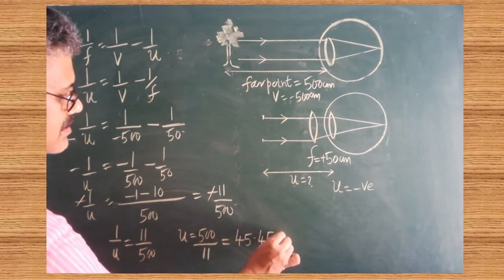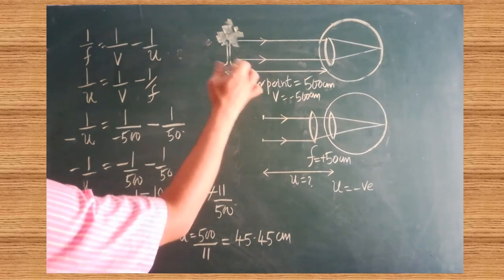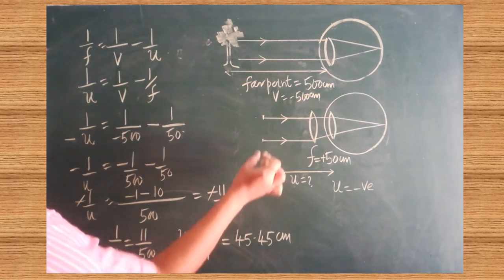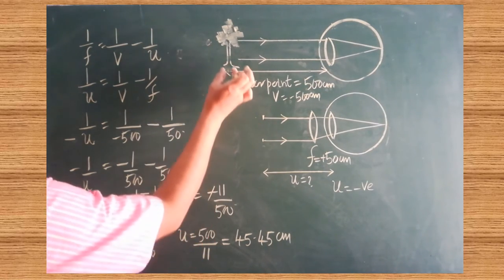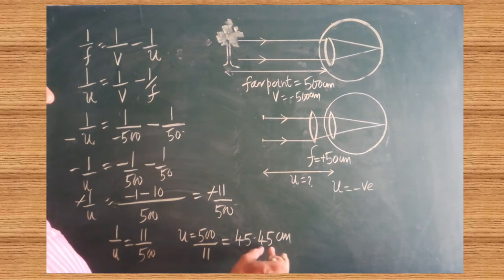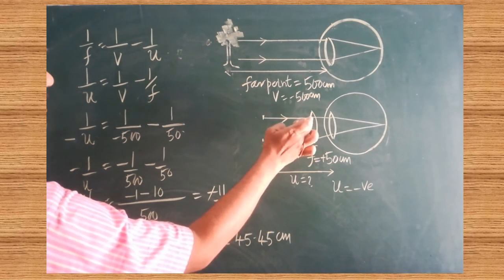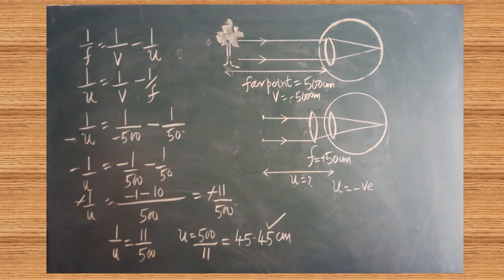45.45 centimeter. The meaning is, even if the tree is at a distance of 45.45 centimeter, he is able to see the tree clearly. If any other object is brought here at a distance of 45.45 centimeter, with the help of the correcting lens, he is able to see the object clearly. That is the meaning of the answer. Okay.